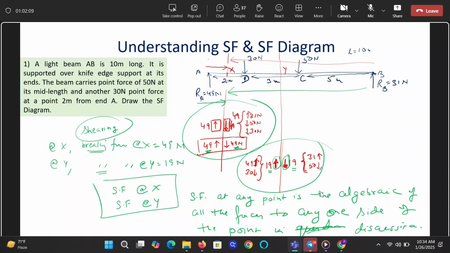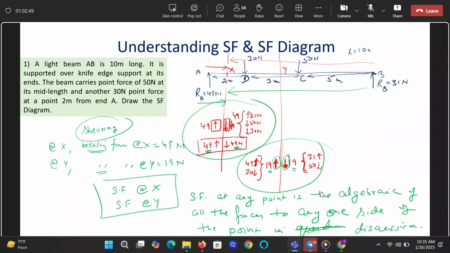Likewise, at Y, the point in discussion, the shearing force, whether you do the left side or the right side, why should you do both sides and waste your time when you're going to get the same value? You could just do any one side, and the value will be 19 newtons at Y. Have you understood the basic concept of shearing force, guys? And how can we obtain it in a beam like this? By algebraically adding all the forces to any one side of it, right? Clear, class? Yes, sir.